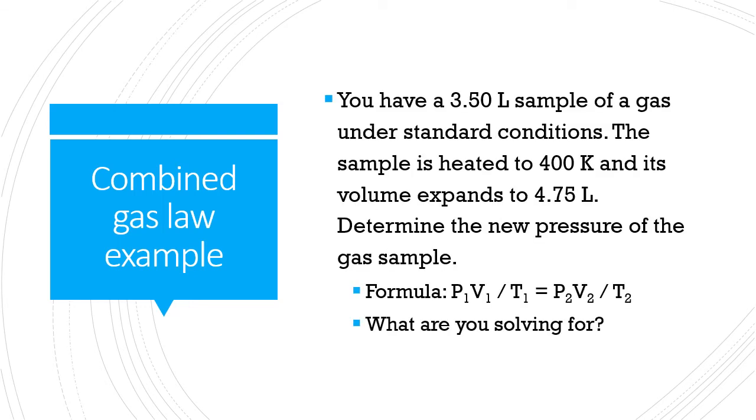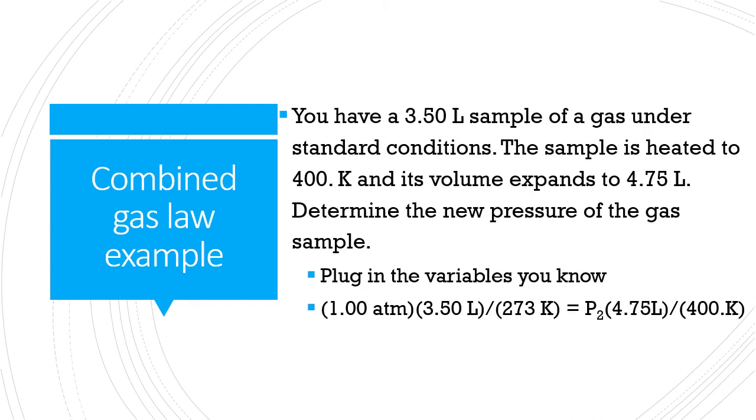We know we are using the combined gas formula, P1V1 over T1 equals P2V2 over T2. What are we solving for, and what do we already know? We already know the initial pressure and initial temperature because of the standard conditions mentioned, and we also know the initial volume. We know the final temperature and the final volume, so it looks like we're solving for P2.